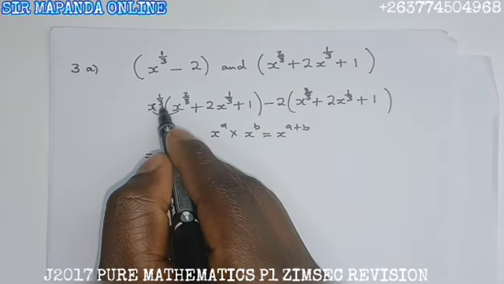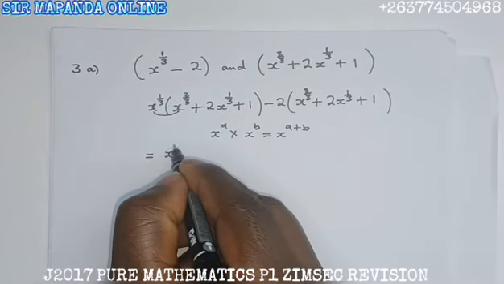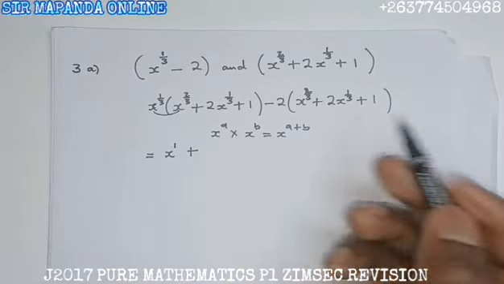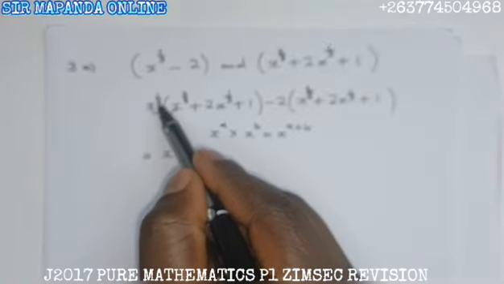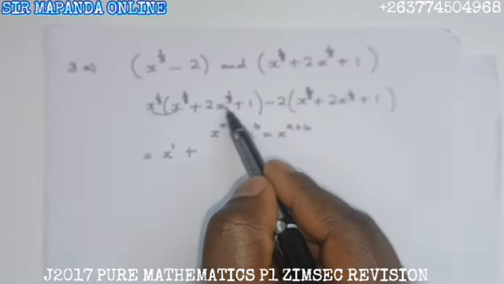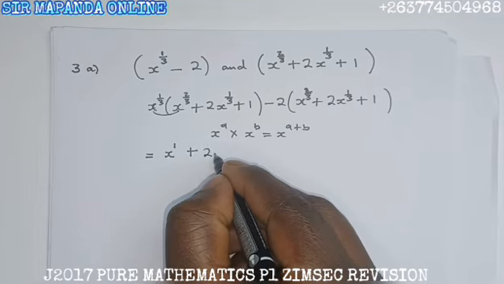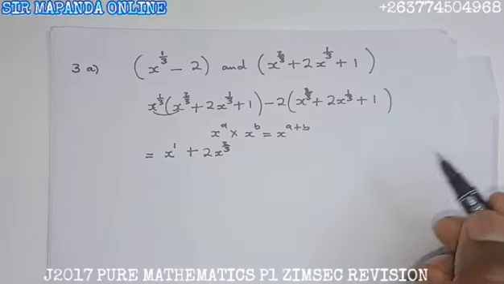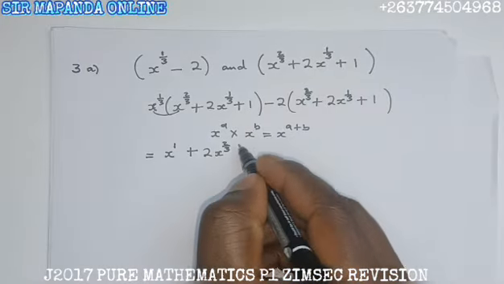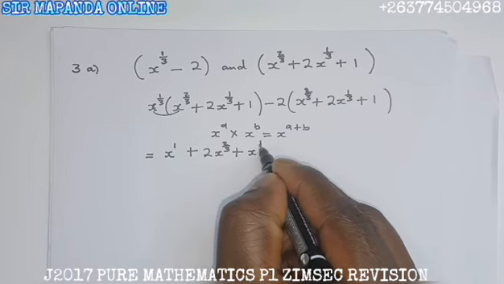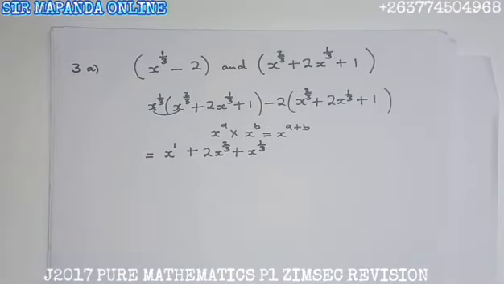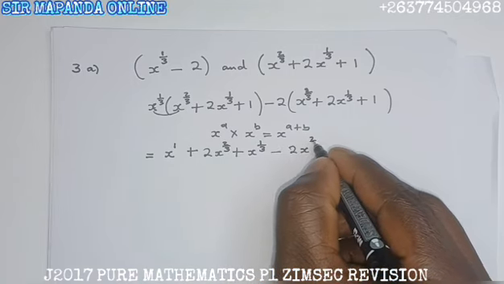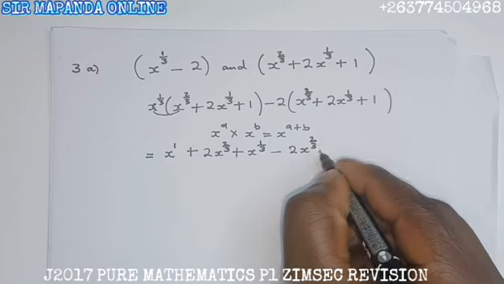So you are saying 1/3 plus 2/3, you get 1, which is as good as x. Then you move on to the next. x to the power of 1/3 times 2x to the power of 1/3, you get 2x to the power of 2/3, where 2/3 is 1/3 plus 1/3. Then x to the power of 1/3 times 1, you get x to the power of 1/3. We are through with the first bracket. Here, you get minus 2x to the power of 2/3. Minus and plus, you get minus.